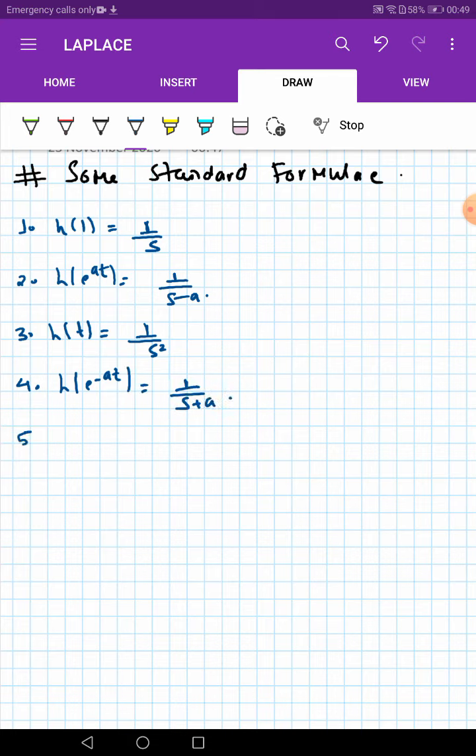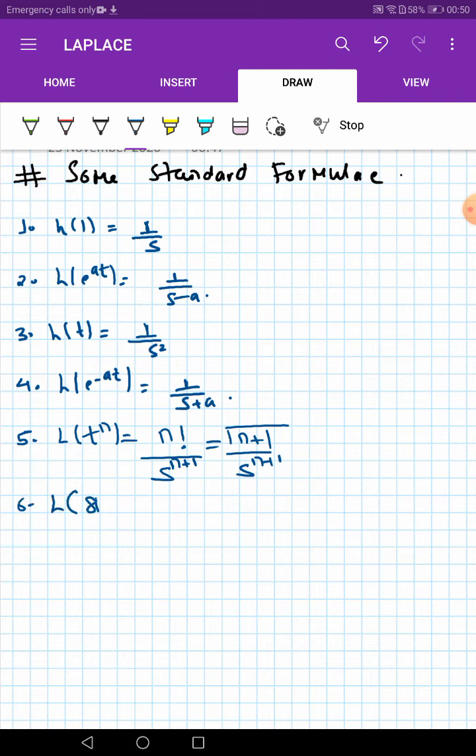Okay. Fifth, what is Laplace transformation of t power n? So it is n factorial by s power n plus 1, or we can write it like gamma n plus 1 upon s power n plus 1. Okay. Now next is Laplace transformation of sine at is equal to a by s square plus a square.